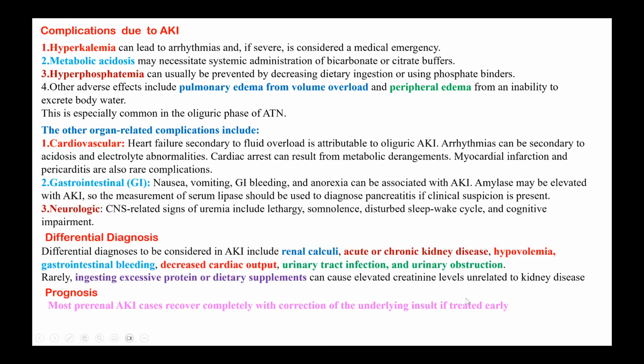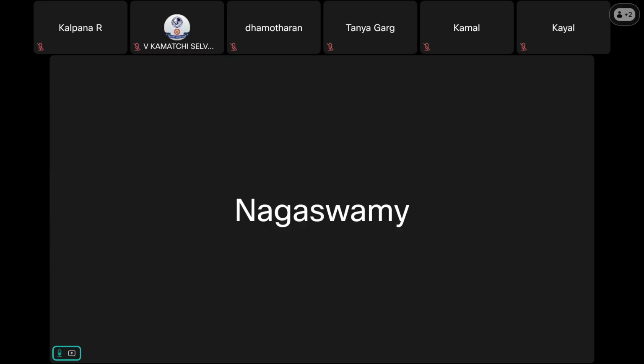Okay, so that is all about AKI. You can classify the whole topic into first a definition, then the criteria for identifying, then the etiology, then the changes, then the mechanism, and then the treatment, and finally the complications and prognosis. This is how the whole topic can be organized.